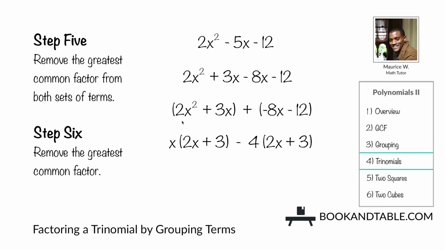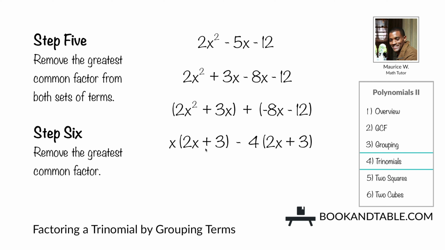When we remove x and put that on the outside, the second factor for this term winds up being 2x squared divided by x, which would be 2x. And 3x divided by x would be 3. So x times 2x plus 3 is equivalent to this set of terms. And now here, -8x minus 12, we removed -4 from each, leaving us with -8x divided by -4, which is positive 2x, and negative 12 divided by negative 4 is positive 3.